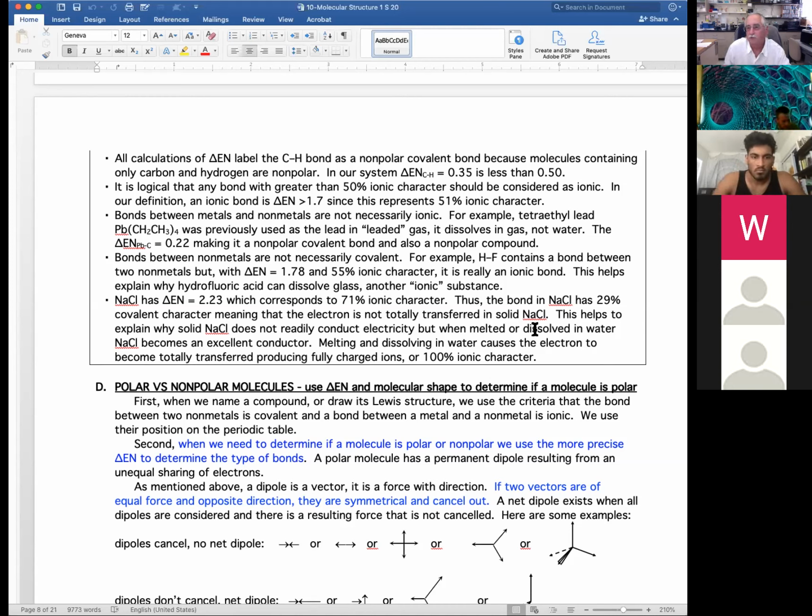So if I were to take a solid chunk of sodium chloride, it is not a very good conductor of electricity, because it isn't a completely ionic substance. However, if I melt the sodium chloride, I am forcing the electron to go completely from the sodium to the chloride. Molten sodium chloride is an extremely good conductor. Or if I take sodium chloride and dissolve it in water, again, I'm forcing the electron to go 100% from the sodium to the chloride. It now becomes a very good conductor of electricity.